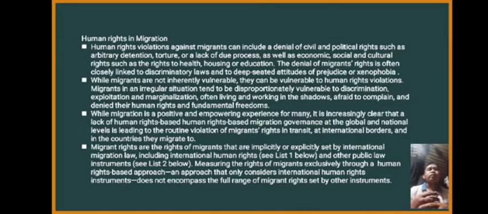So who are the survivors? Every race and ethnicity is represented among the victims and survivors of human trafficking. However, some types of trafficking are more likely to target particular ethnic groups. Next is human rights in migration. By virtue of their humanity, migrants are accorded human rights under international law.